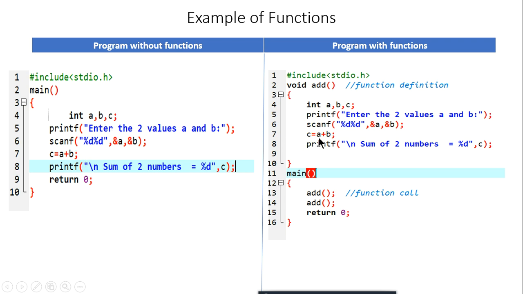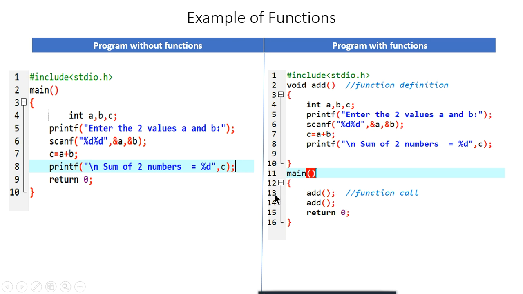Okay, and this is called the function definition, and void add is the function definition. I have not passed any return type and I do not have any arguments. Now these statements will not be executed until you call this function. So I have called this function inside the main. Inside the main I have written this add function.